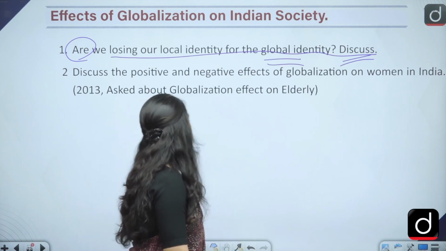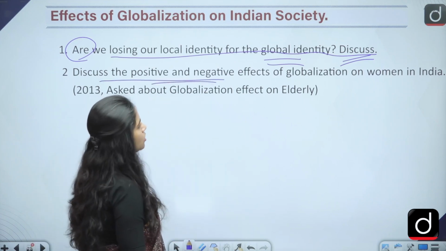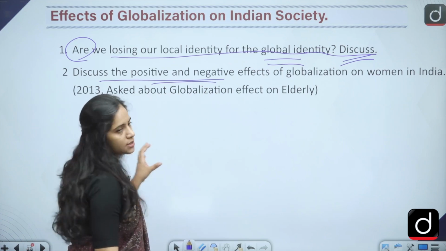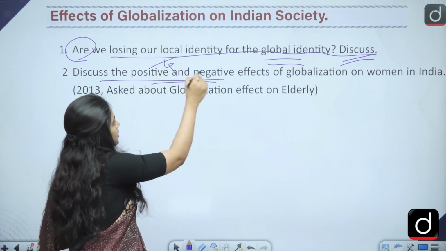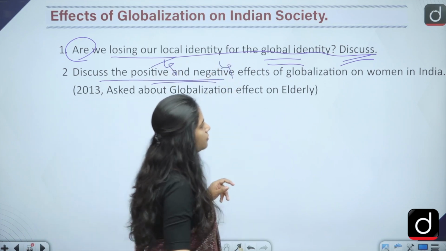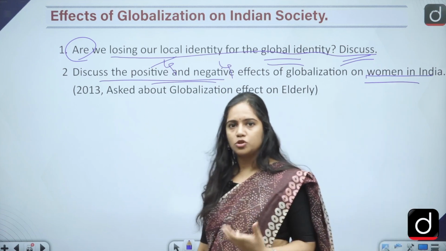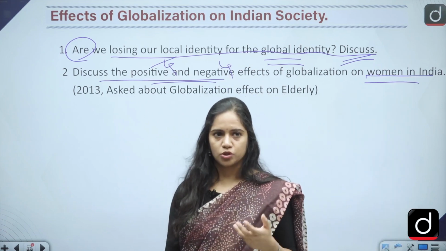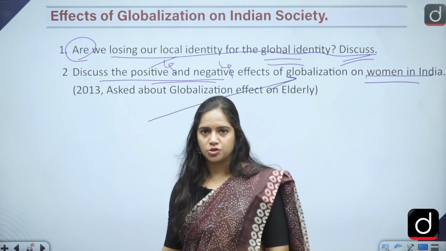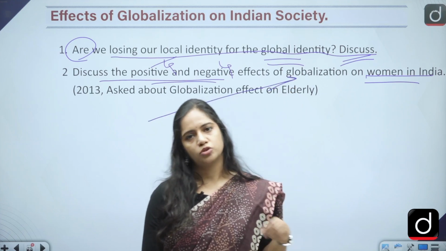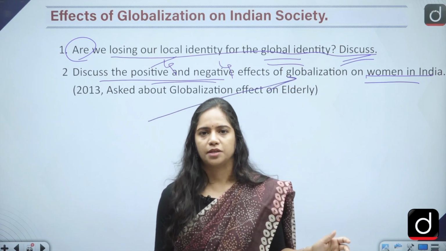Maintaining a balanced viewpoint. Discuss the positive and negative effects of globalization on women in India. Now, this is a very simple question. You have to give, say, 3 or 4 positive points and 4 negative points on women in India. You also need to understand the question and identify its keywords. Do not proceed with giving the general impacts of globalization on society. The question is very specific to women, and you need to answer it that way.